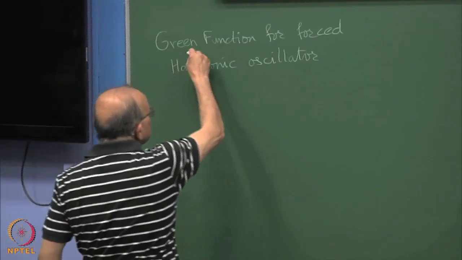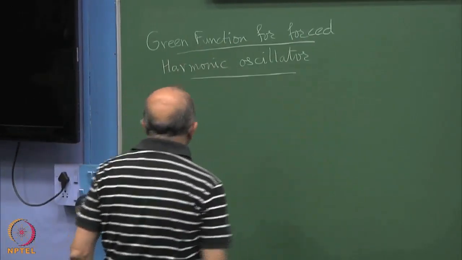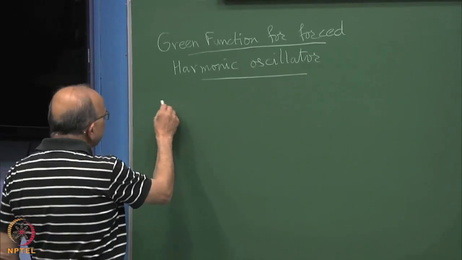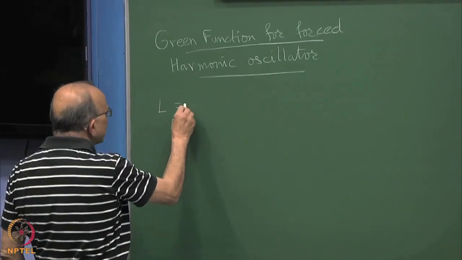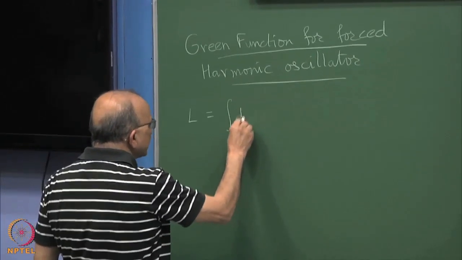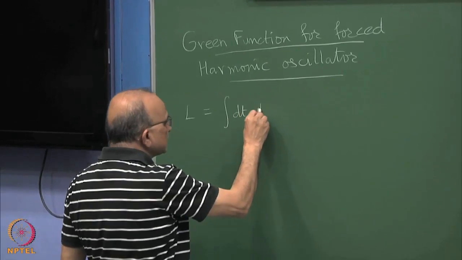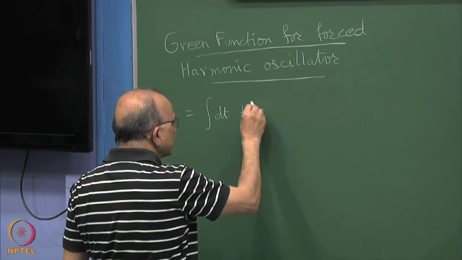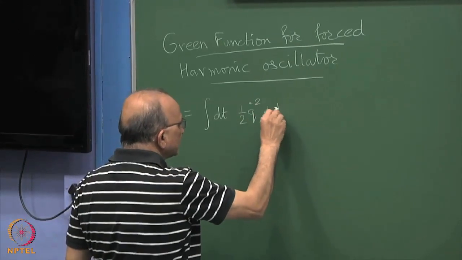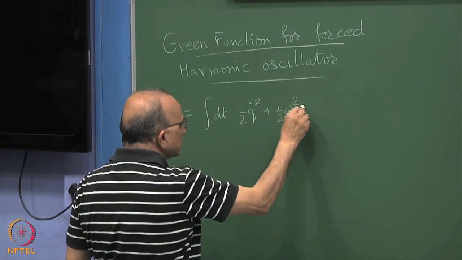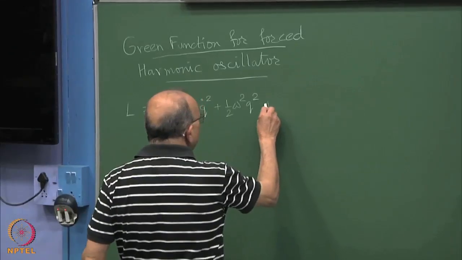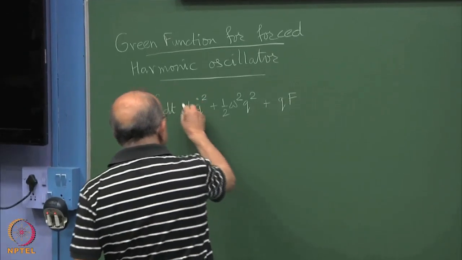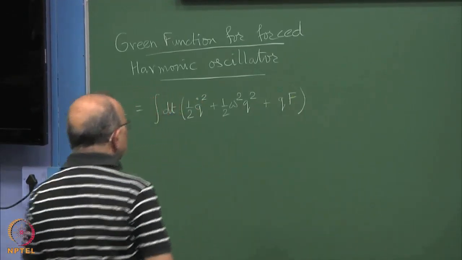So we use the Lagrangian formalism, and the Lagrangian is of course the integral dt of, and we had set m equal to 1, so half q dot squared plus half omega squared q squared, and then q times f. This is what it was.